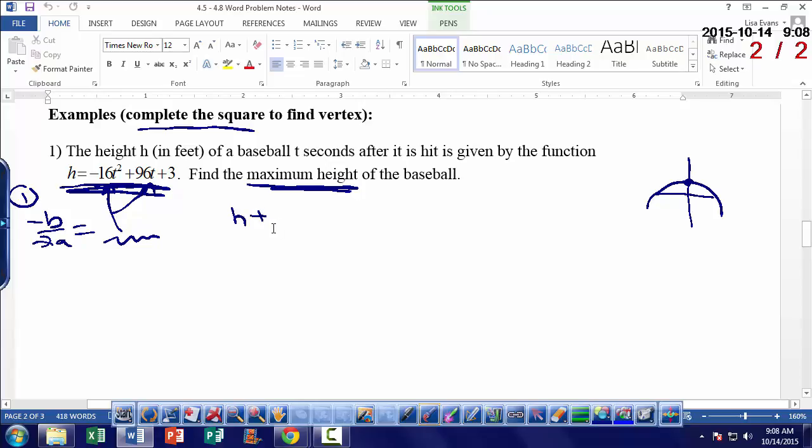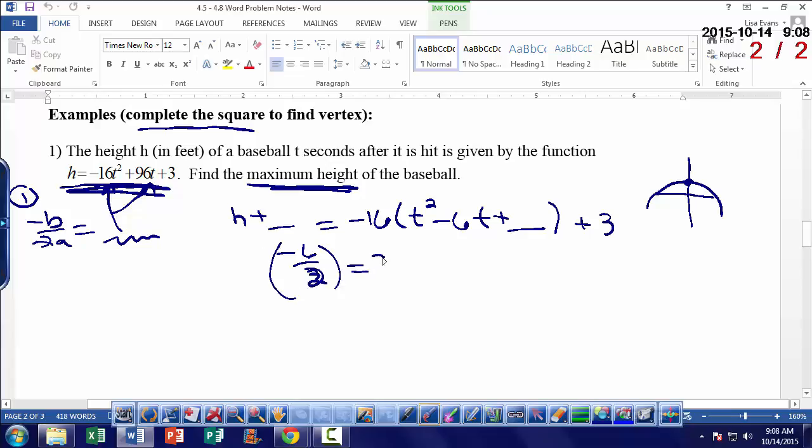We're going to have h plus blank equals factor negative 16 out, t squared minus 6t plus blank plus 3. So go ahead and find what that blank is. So take negative 6 divided by 2, square that, so we get 9. Now be careful. Remember, we're adding 9 to the right, but we're not adding 9 to the left. We have to do negative 16 times 9, which is negative 144.